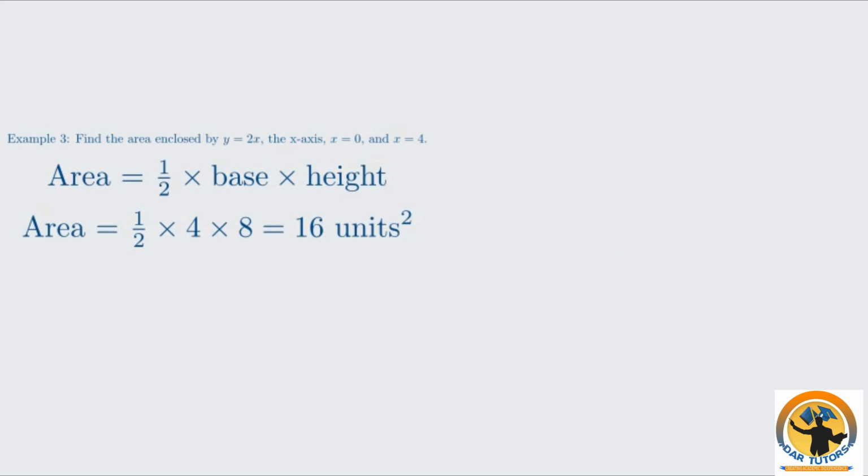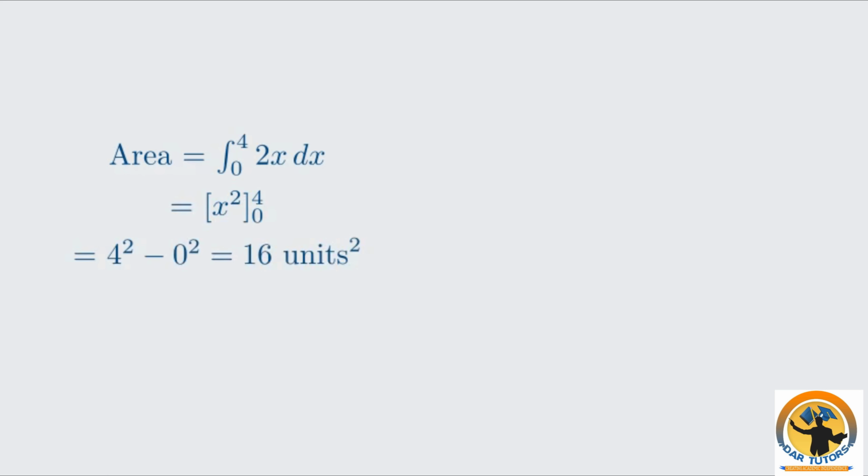Now let's use integration. The area is given by the definite integral of the function from 0 to 4. So, the area is the integral from 0 to 4 of 2x dx. The antiderivative of 2x is x squared. We evaluate this from 0 to 4. Applying the fundamental theorem, we get 4 squared minus 0 squared, which is 16. As expected, both methods give the same result.